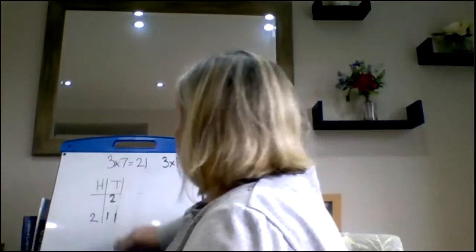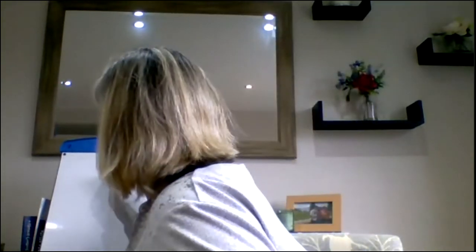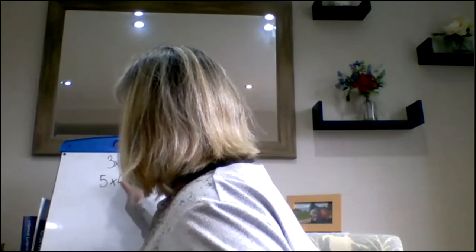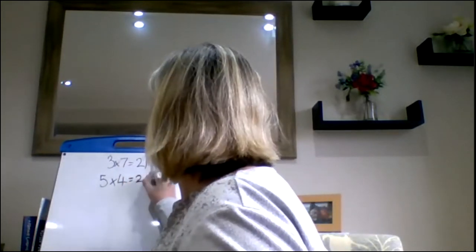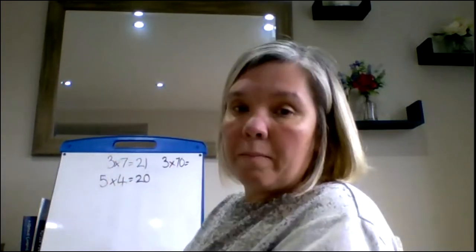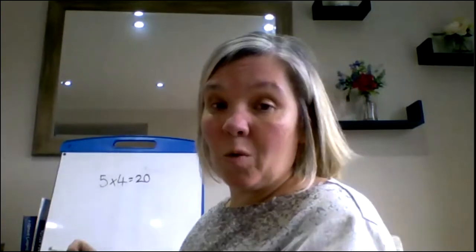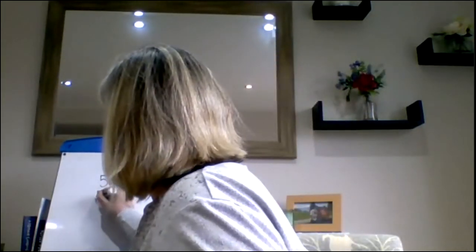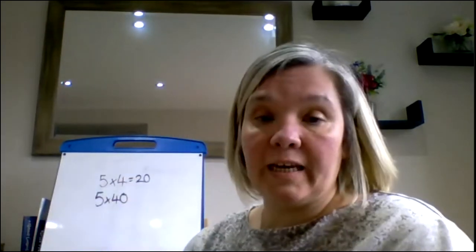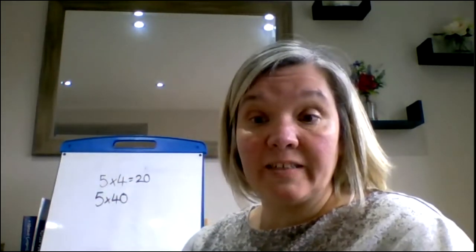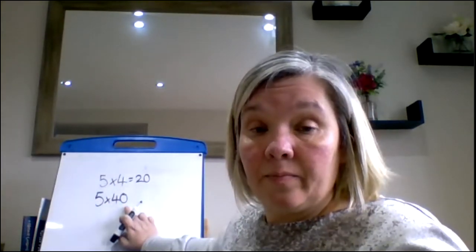So I had 5 times 4. And we've already said that equals 20. What would my multiplication number sentence be? So I have 5 times 40. I've now got a multiple of 10 there, haven't I? 40 is my multiple of 10.